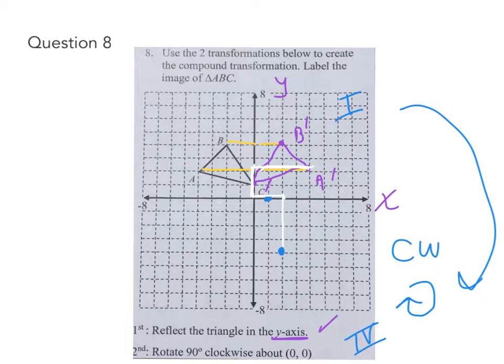Lastly, I can do the same thing with B prime. So for B prime, I went up 1, 2, 3, 4 on the y-axis and over 2. So now my y direction becomes my x direction. I'm going to go 1, 2, 3, 4 on the x and down 1, 2.